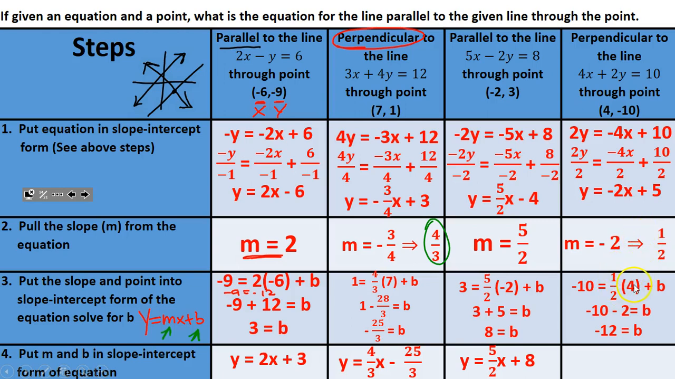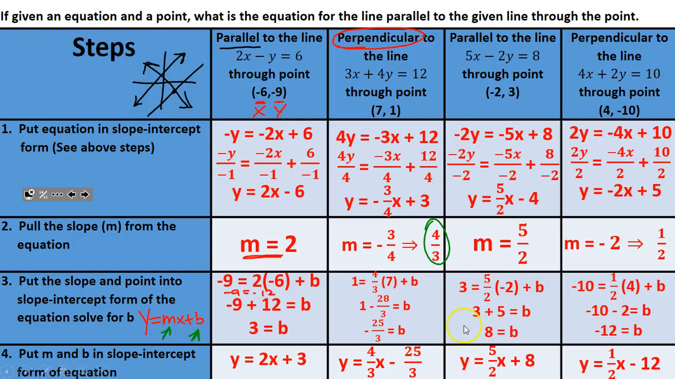So we're going to do half of 4, that's 2. We're ultimately going to subtract that 2 from the negative 10. So we got negative 10 minus 2 is negative 12. That's our b. So we're going to take this slope right here and put it in for m. We're going to take this b, negative 12, put it in for b, right? So our equation is y is equal to 1/2 x minus 12.